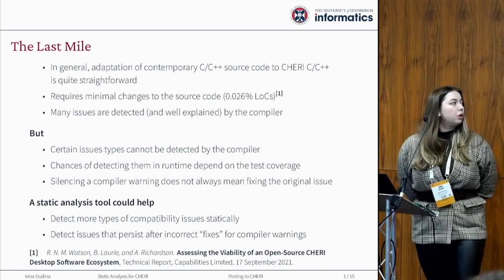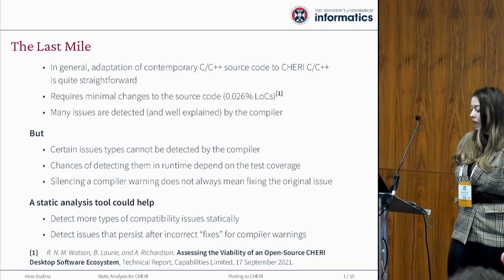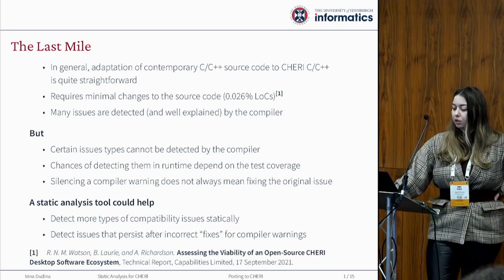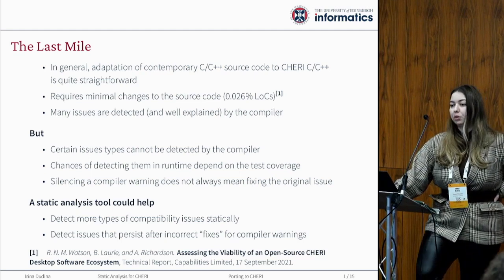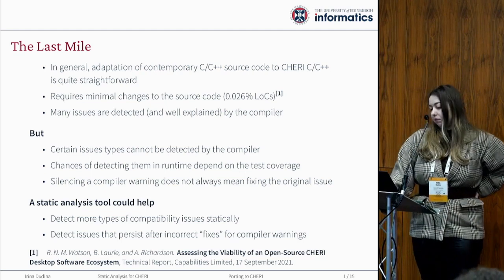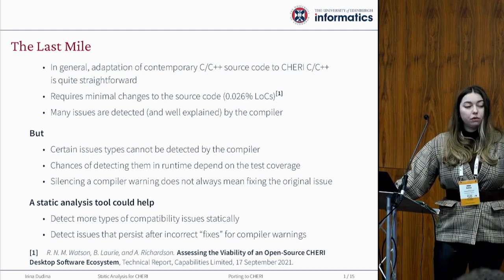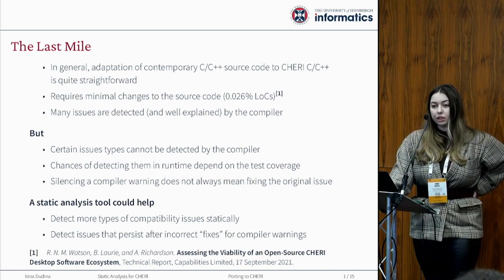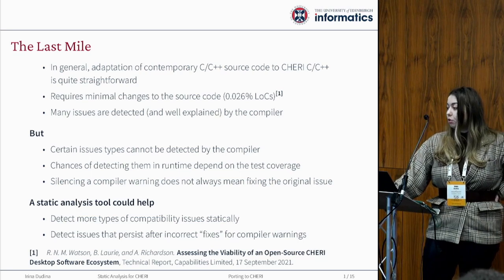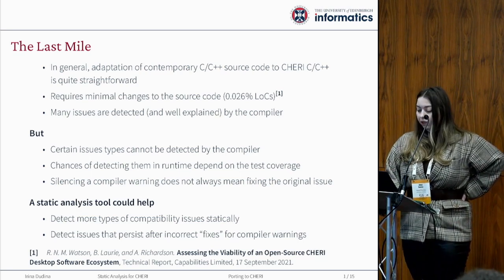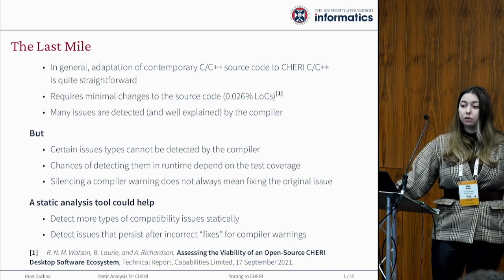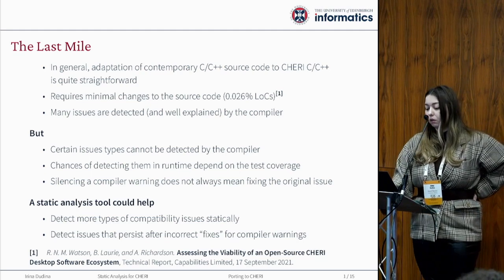One of the goals of CHERI is to make it possible to just take existing C++ code and basically recompile it for CHERI so that it can benefit from the hardware protection that CHERI offers without applying much porting effort. In general, adaptation of contemporary C++ code to CHERI is quite straightforward and requires very few changes to the source code. Many issues are detected and well explained by the compiler, but still there are certain issues that cannot be detected by the compiler and only surface at runtime during testing or using a project.